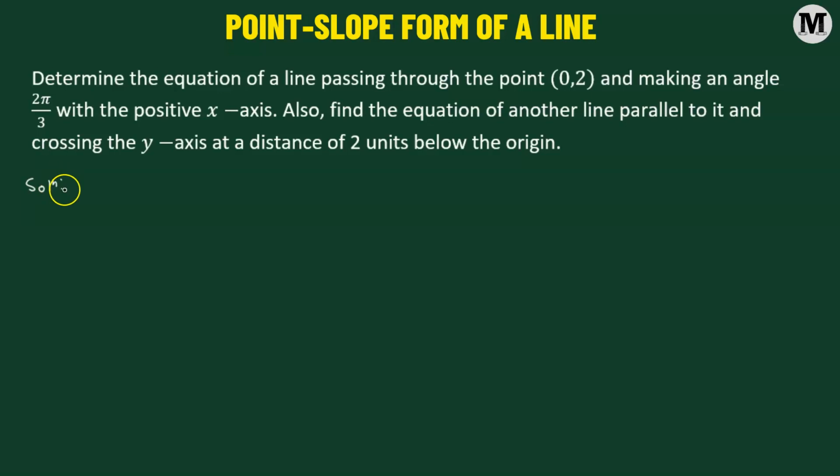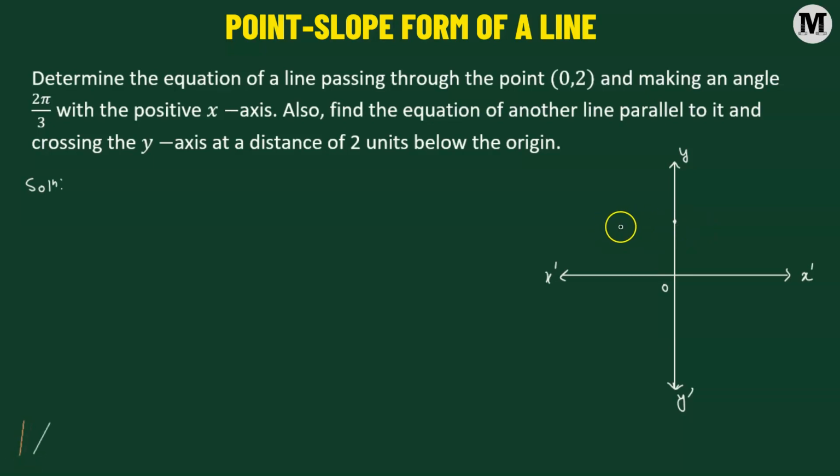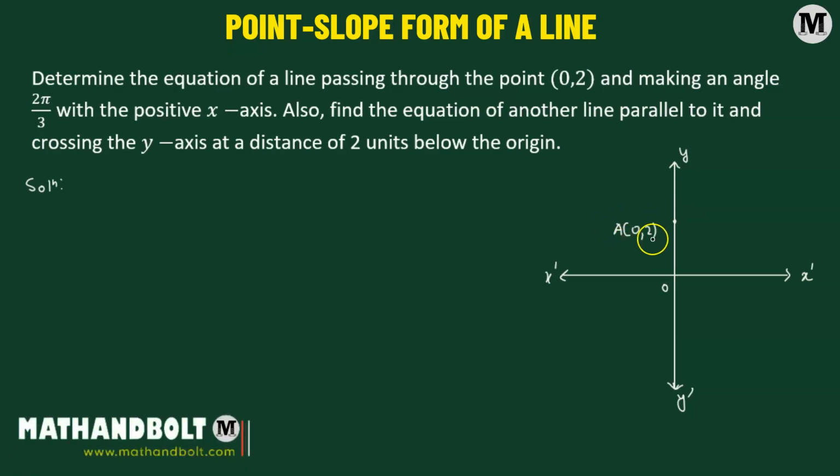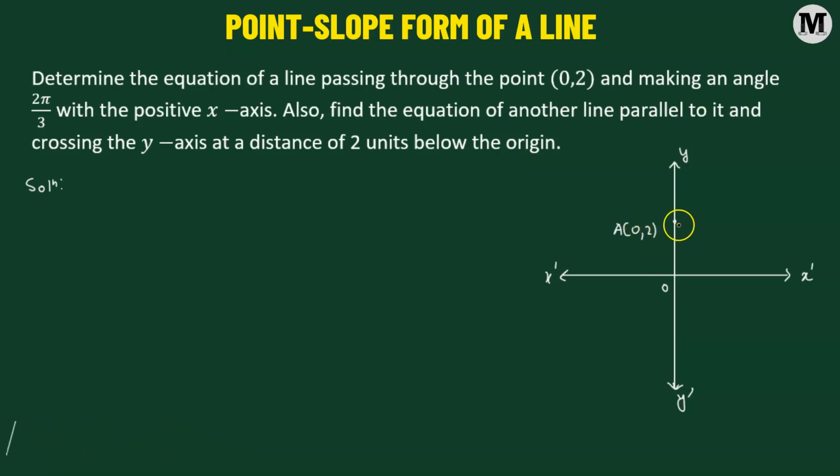So what we'll do, we'll consider the coordinate axis. We'll begin by first considering a point A on the y-axis which has the coordinates (0, 2). Now we're going to pass a line through this particular point in such a fashion that it makes an angle 2π/3 radians with the positive x-axis.